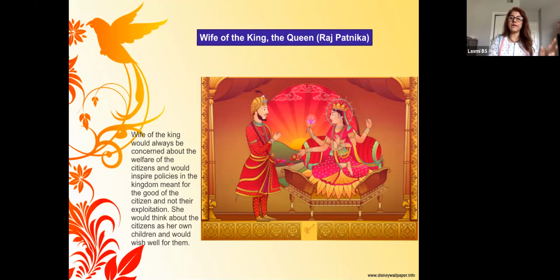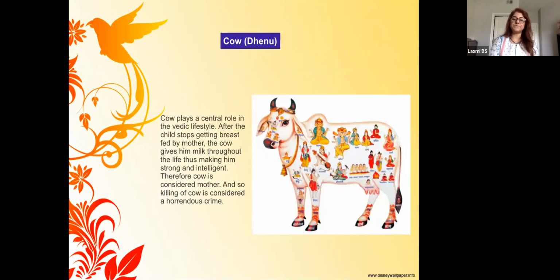So that is why the wife of the king, who is the queen, is on the screen. Next one is the cow. I know we all love cows, right? Krishna loved cows too. So cow, or we call cow dhenu as well, right? It's just the other word in Devanagari. So let's talk about the cow.